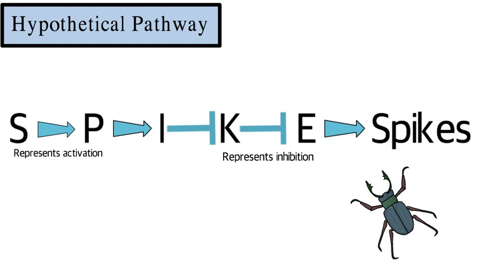S activates P activates I, however I will inhibit K before K can activate E. E then activates spikes. In this mechanism, we have the production of spikes. But what will happen to the production of spikes if a mutation occurs?